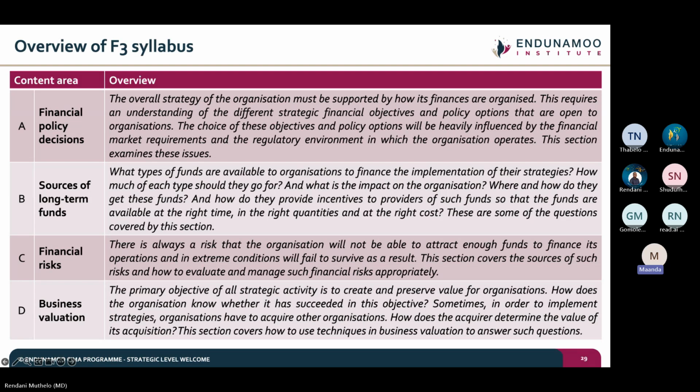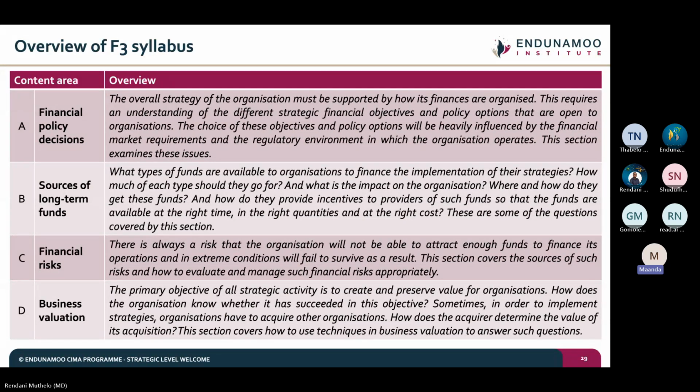All right. Then if we go a bit deeper on those content areas that we're going to focus on, the first one will be the financial policy decision. And this one, we need to understand that we can't make it in isolation without considering the strategic objectives of the company. So we have to have the objective, and then we can make those financial policy and financial decisions.